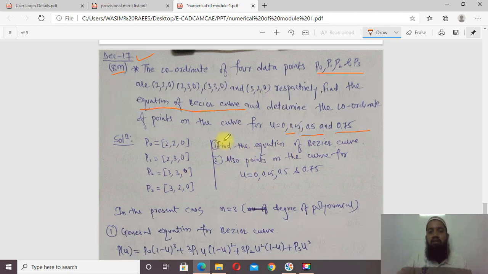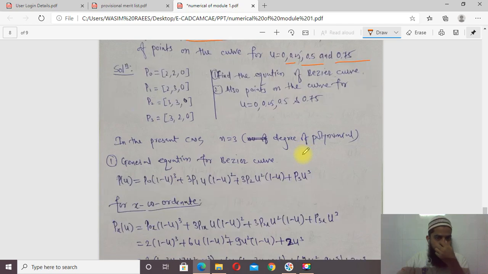Next, the question asks us to find the equation of the Bezier curve, draw the parametric curve, as well as find the values of P of x and P of y with respect to the parametric variable u, that is 0, 0.25, 0.5 and 0.75. In this case we have 4 control points, so the degree of the polynomial is 3, because the degree of the polynomial is always the number of control points minus 1, that is equal to 3.